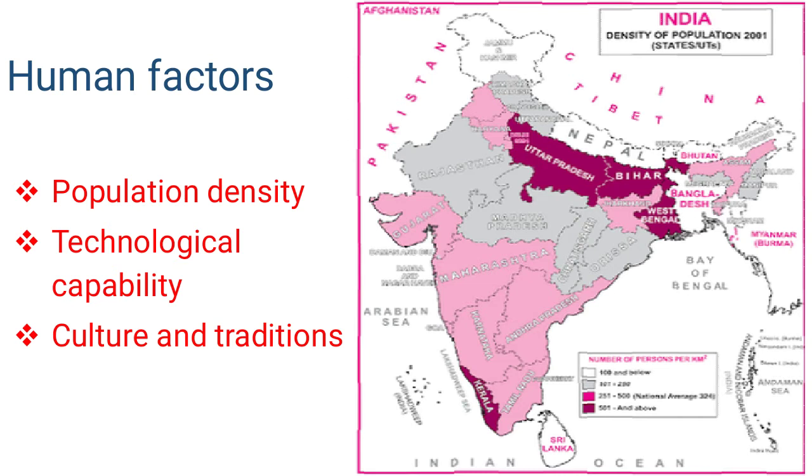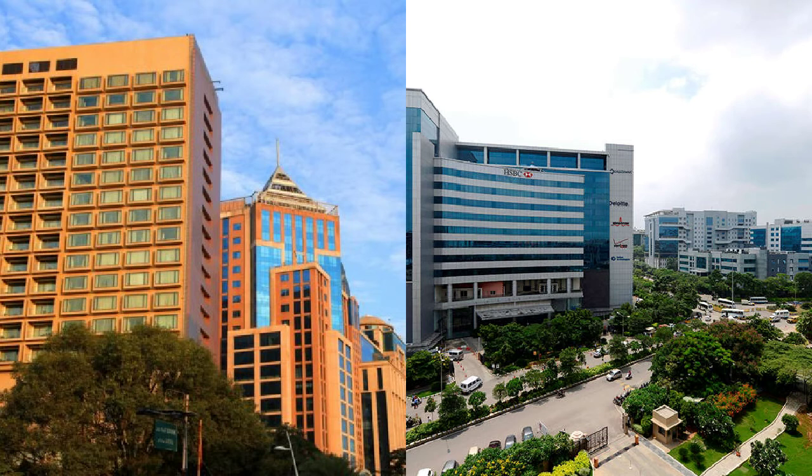Then we have technological capability. When I say places like Hyderabad and Bangalore, which are the IT hubs of the country, these places are technologically advanced. So it has given a massive boost to the service sector, and a lot of people today are employed in these technological industries. Are you clear about this? Sorry, this is Hyderabad, the technological IT hub, that I should show.